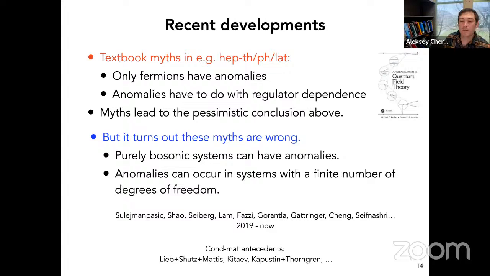To explain why, I should mention that there are a few quite popular myths in the HEP-TH, HEP-PH, and lattice communities, and some related myths in the condensed matter community, but since I'm not from that community, I better not try to summarize them. But the high-energy version of these myths related to chiral symmetries and anomalies are that, first, only fermions have anomalies. This is the impression that you would get if you look at a popular textbook on QFT, like Peskin and Schroeder, for example, which, to be fair, is like 30 years old now. Also, anomalies, at least in textbook treatments, all fall out of subtleties of the regulator dependence, as I said earlier. And if this is your view, then you're led to this pessimistic conclusion that I mentioned here.